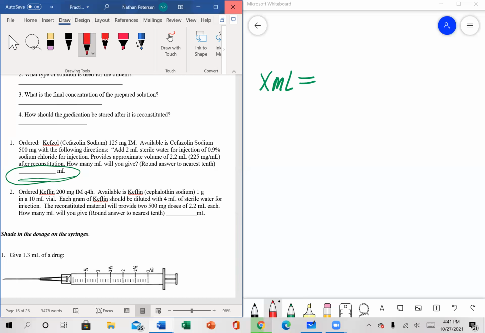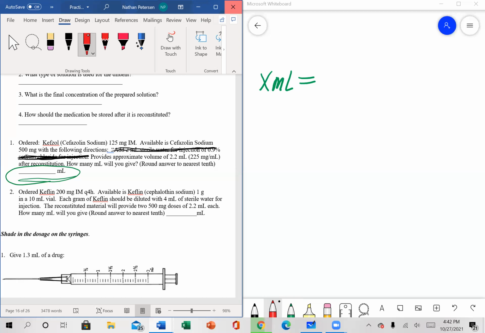So what are we looking for next? Let's look at the directions and see if there's anything that's important in there for me. Add 2 mils of sterile water for injection or 0.9% sodium chloride for injection. In the real world, that would matter. In ours, it does not. This does us no good at all. Nothing there that we need. But what do we get out of it? It provides us an approximate volume of 2.2 mils of 225 milligrams per mil after reconstitution.